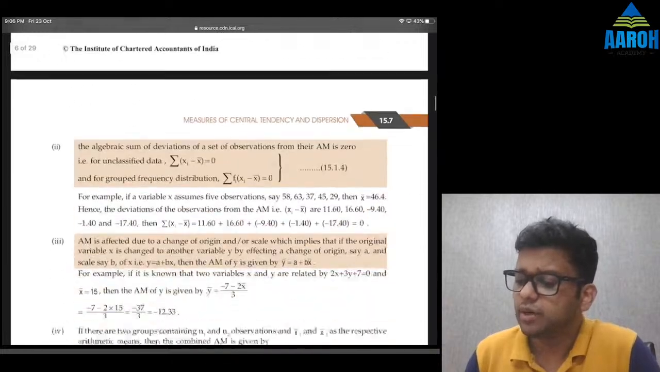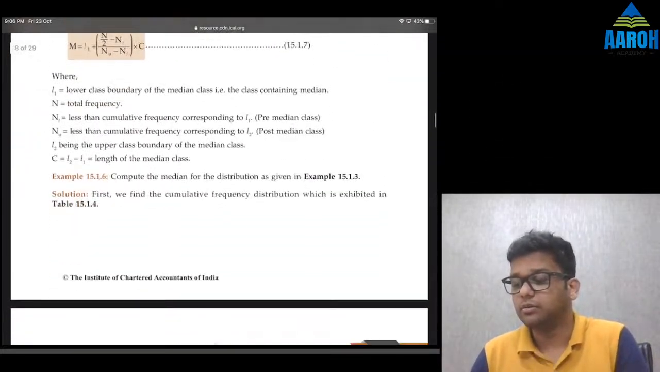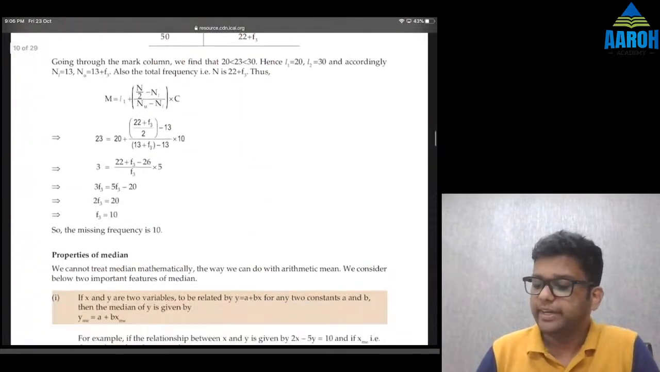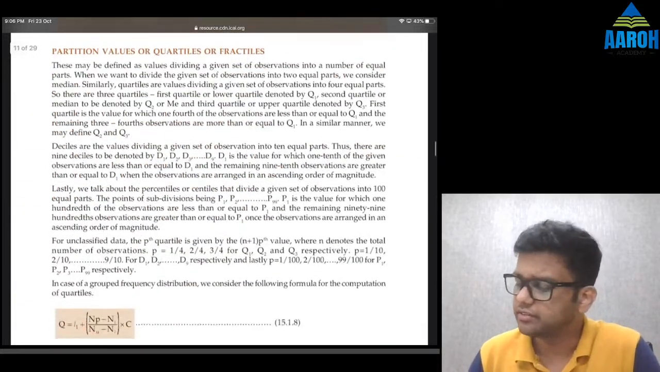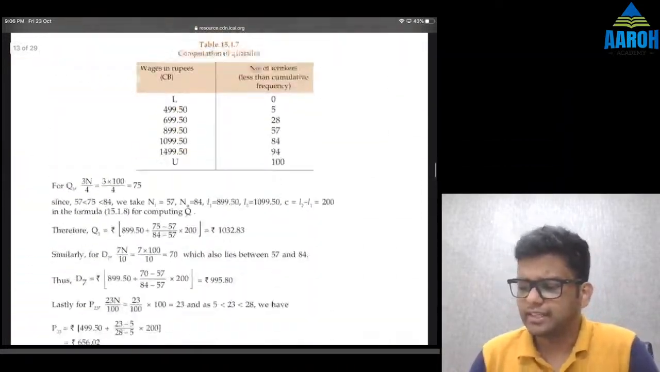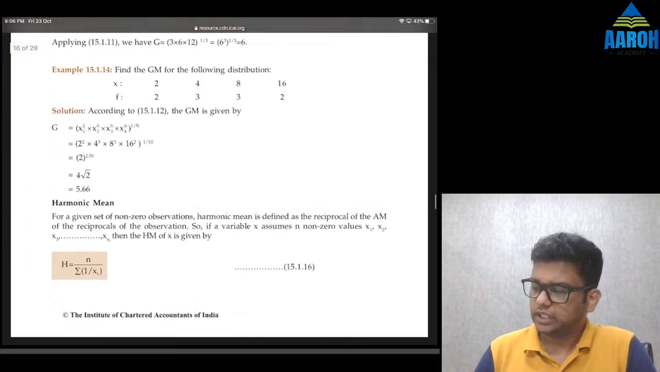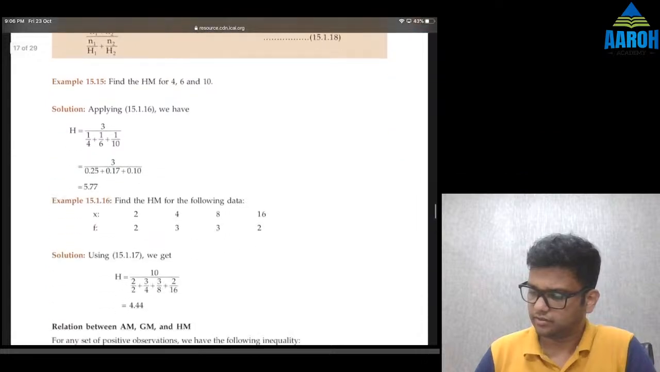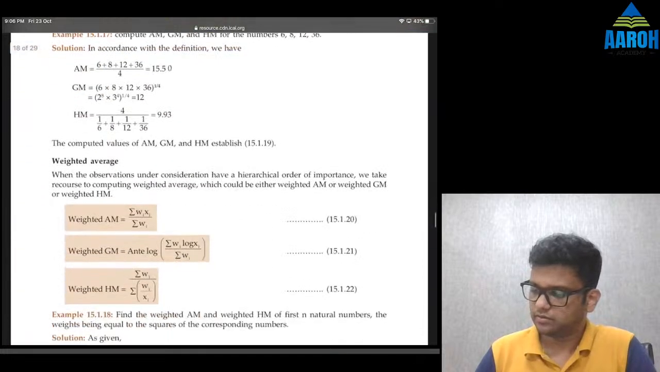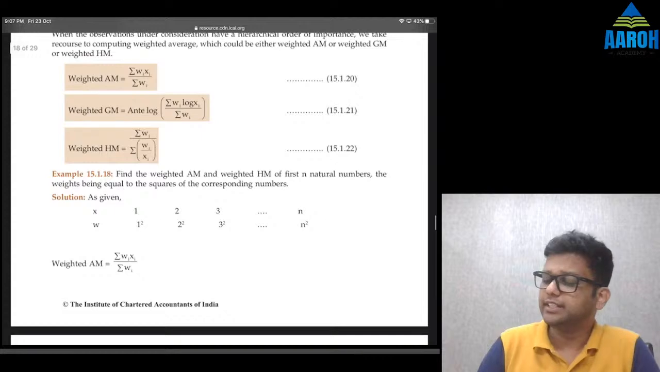Then let's see what other different questions are there in the study material. In median there is nothing much. In exercise there are few questions which we'll see. In quartiles and in mode there is nothing much. Let's come to this. Normal calculation questions we have already seen.